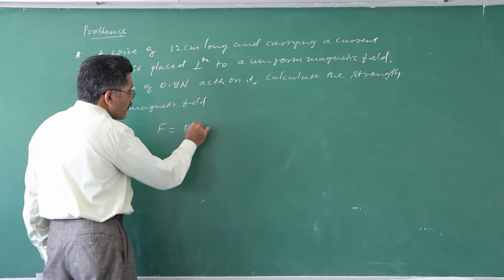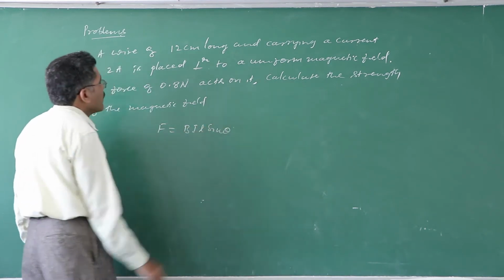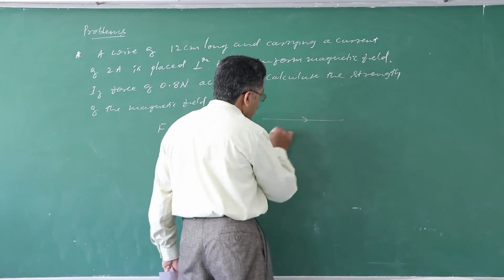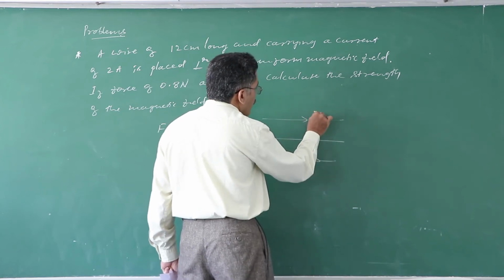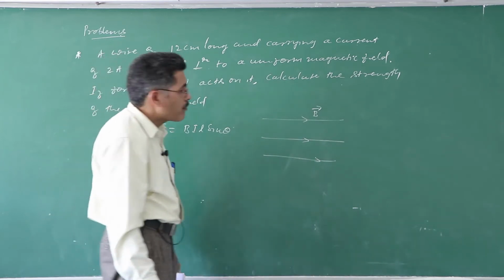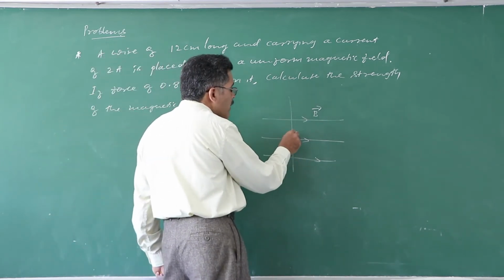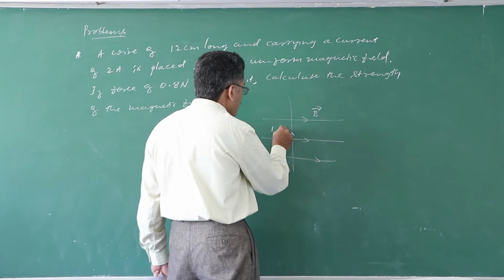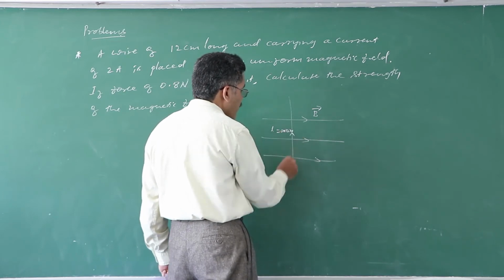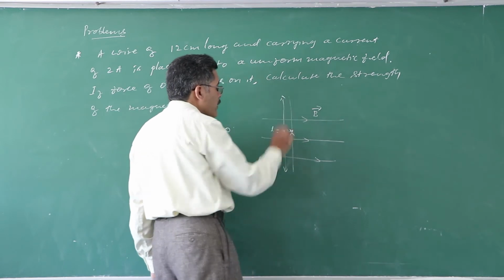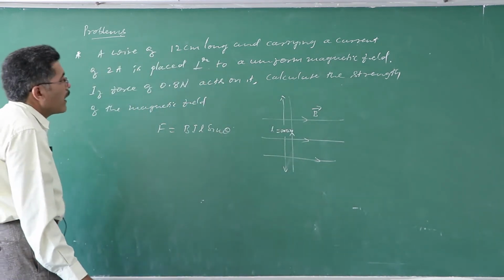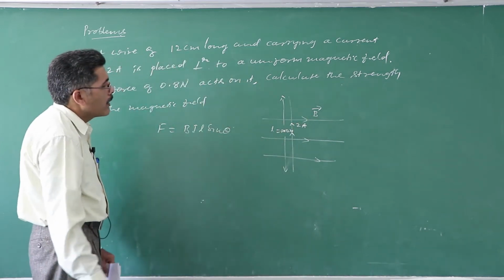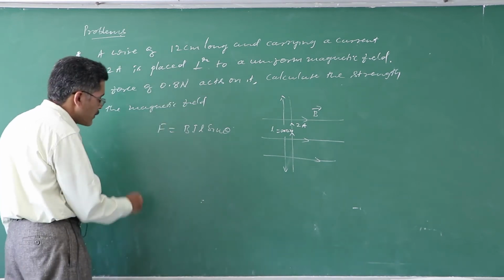F is equal to BIL sin θ. A wire of 12 centimeter length carrying a current is placed perpendicular, so the magnetic field is acting like this. You don't know the strength of the magnetic field, its magnitude. Here we have a current carrying wire. What is its length? 12 centimeter, I mean 0.12 meter. This is the length of the conductor. It is carrying a current of 2 ampere. It will be experiencing a force of 0.8 Newton. They ask you to find out B.